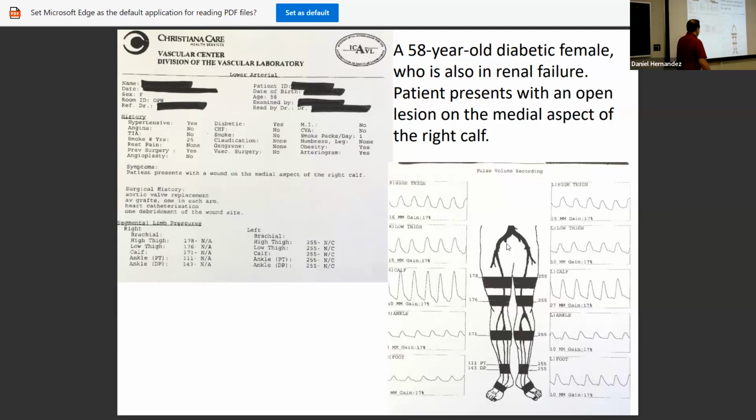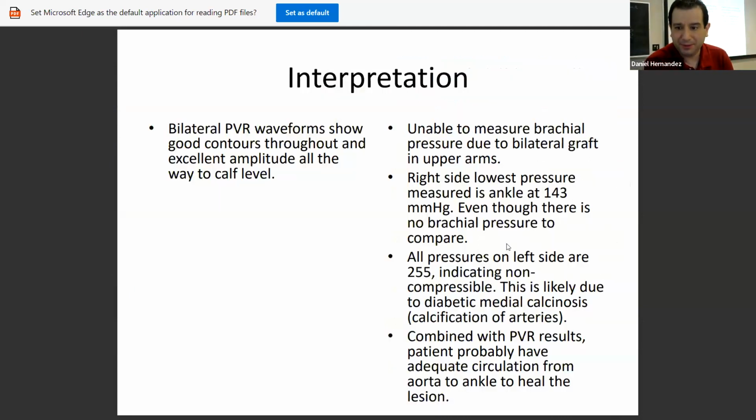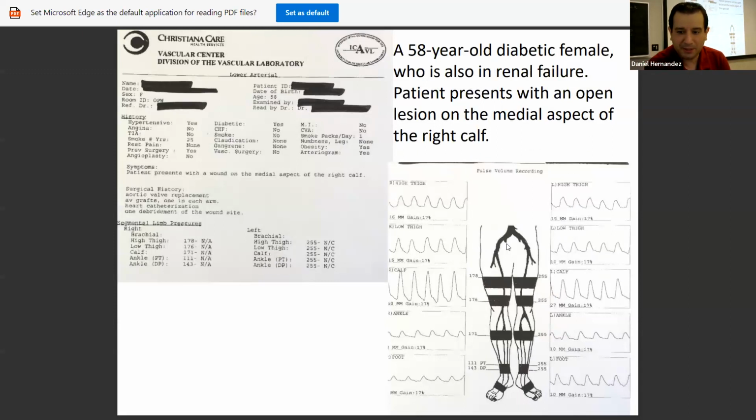These pressures aren't going to be necessarily accurate because of that medial calcinosis. So the right leg does have some sort of disease going on. We don't have that brachial pressure to compare it to. But if we were a doctor looking at it, they probably do have sufficient blood flow to heal that wound, just based on what the waveforms look like. Even though they're smaller in amplitude, they're not terrible looking.